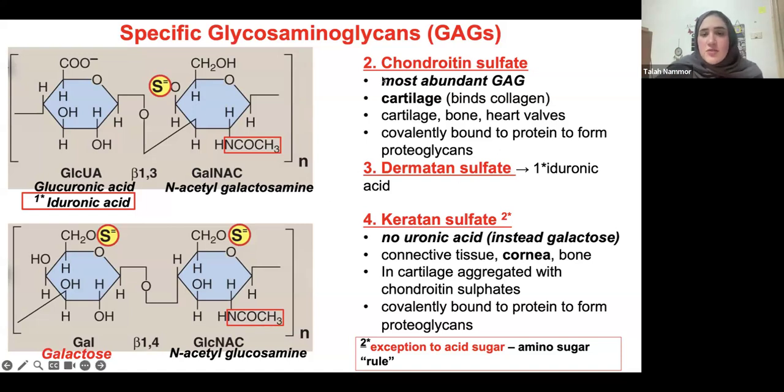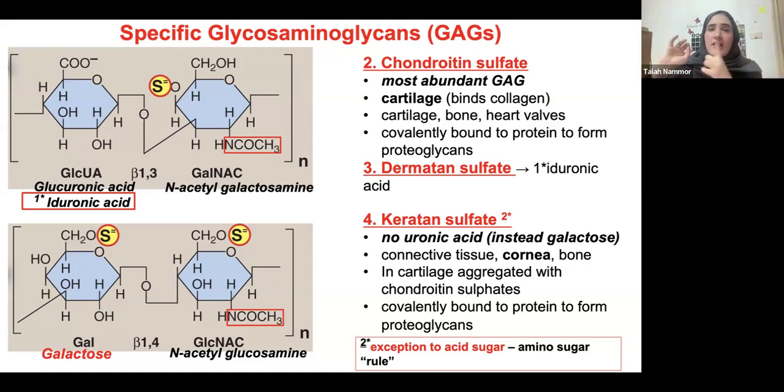Now, another kind is dermatan sulfate. Dermatan sulfate has the same structure as chondroitin sulfate. The only difference is that instead of glucuronic acid, we have iduronic acid. So again, chondroitin is made up of glucuronic acid with N-acetyl galactosamine. Dermatan sulfate is made up of iduronic acid, or iduronate, with N-acetyl galactosamine. So up till now, only hyaluronic acid is made up of glucosamine, and it's with glucuronic acid.